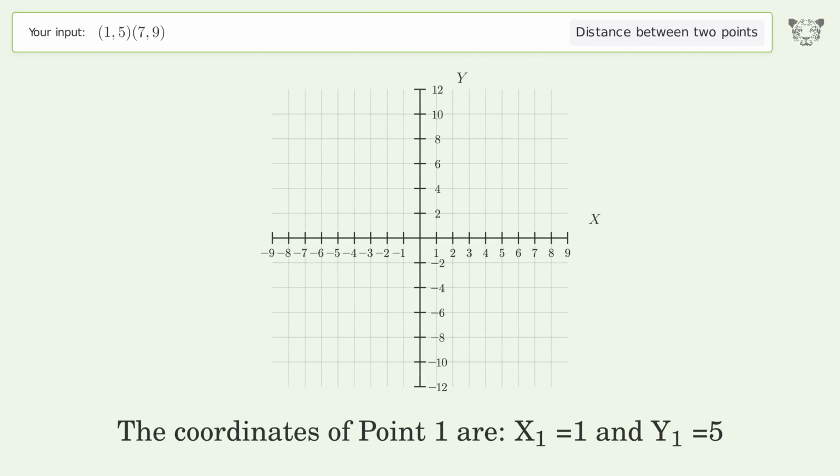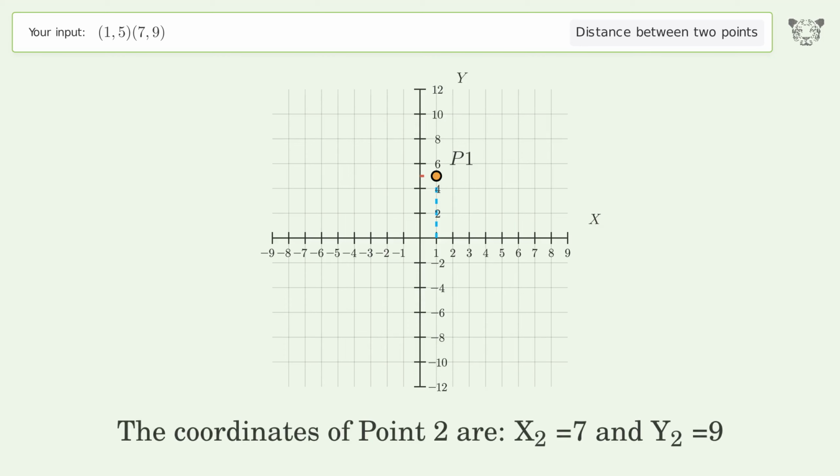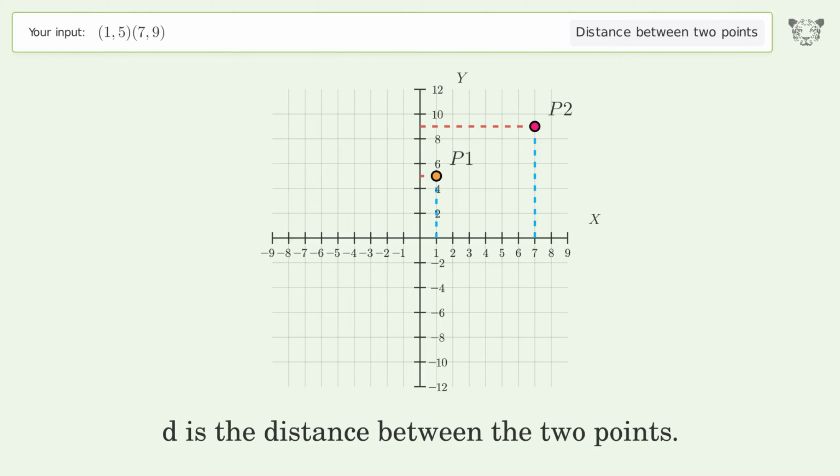The coordinates of point 1 are, x1 equals 1 and y1 equals 5. The coordinates of point 2 are, x2 equals 7 and y2 equals 9. D is the distance between the 2 points.